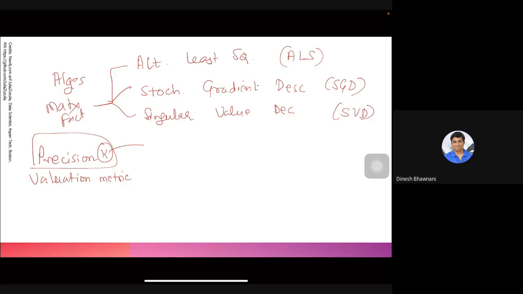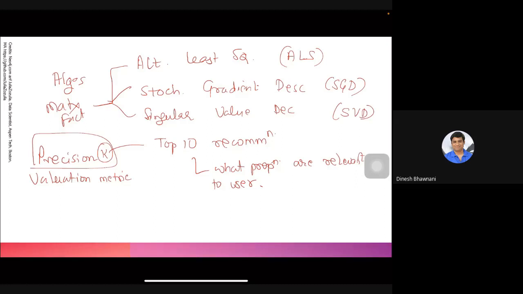So what does it mean? It could be like, of the top 10 recommendations, what proportion are relevant to the user? Okay.